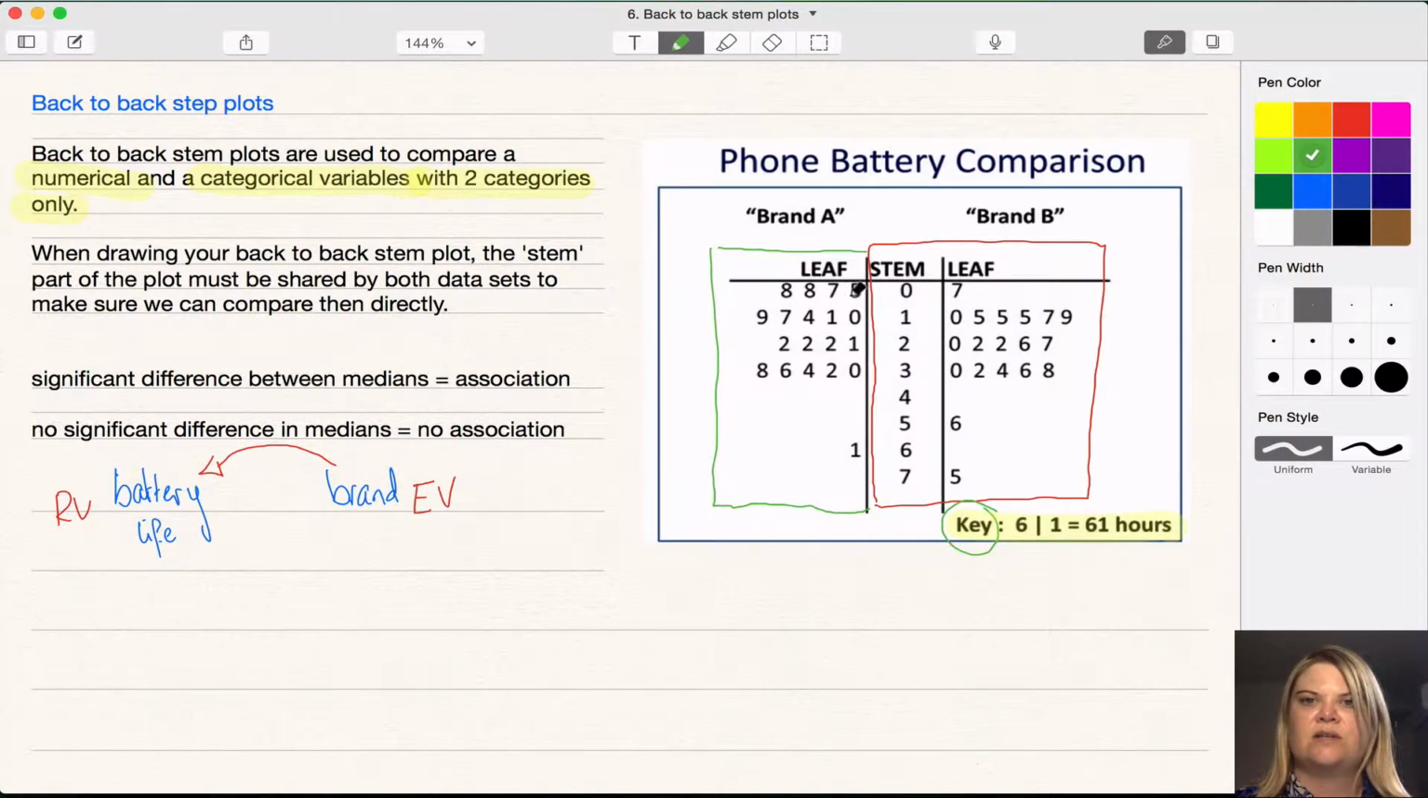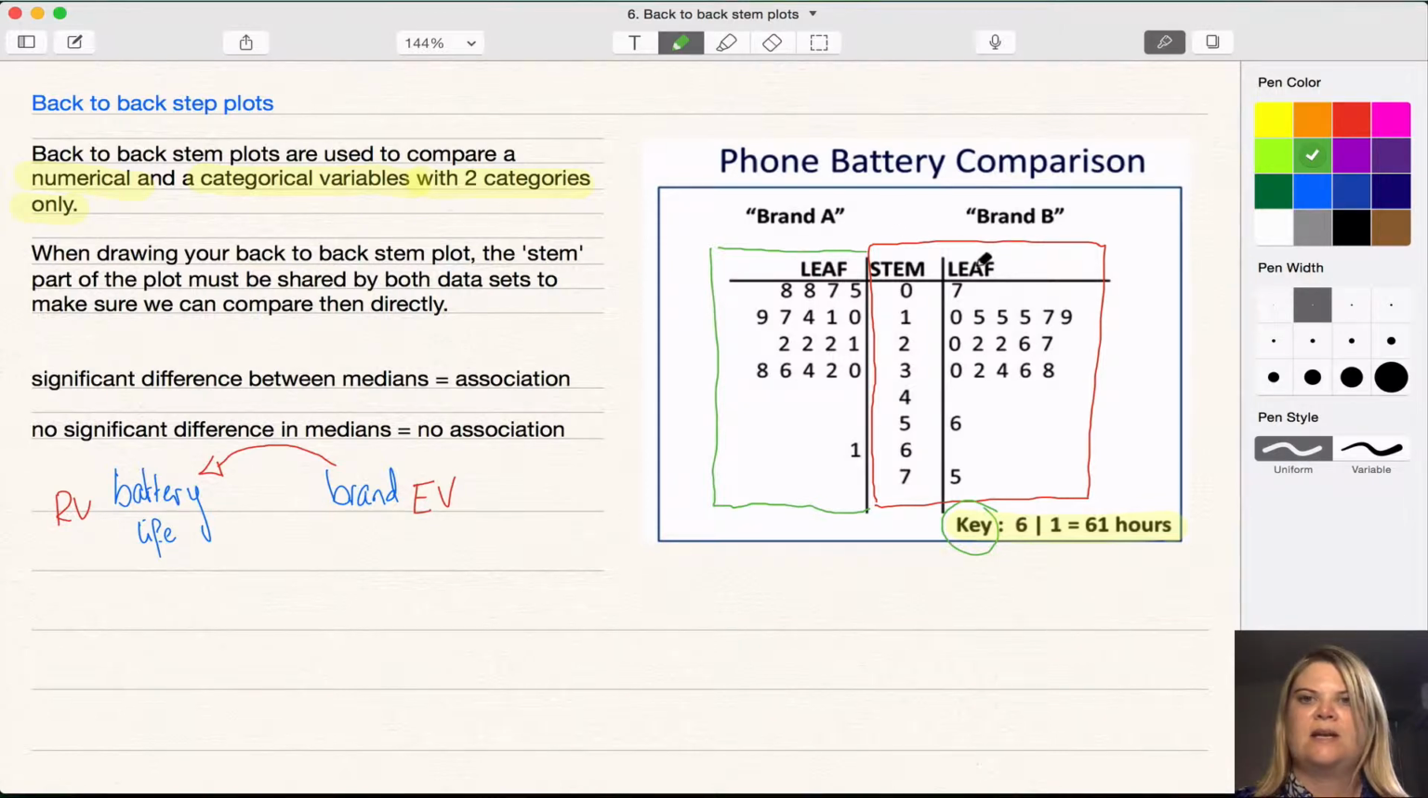So this 0 starts with 5, this is the lowest number, 7, 8, and another 8. Then in the tens column, 1, 0 is 10, 11, 14, 17, and 19. And all the way down to 61 is our highest data point on this leaf side of the plot.